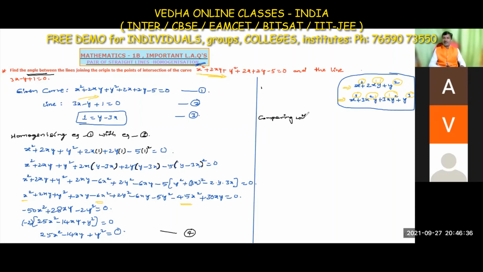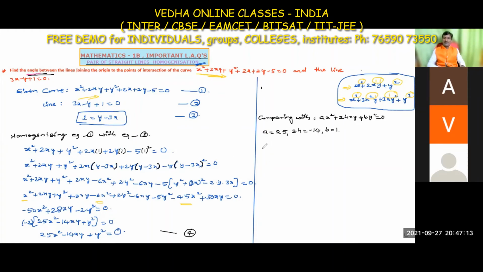with pair of straight lines equation, that is ax square plus 2hxy plus by square is equal to 0. When we compare with this, what is the x square coefficient? 25, write it. Next 2h, the xy coefficient, is minus 14 and the y square coefficient b is equal to 1. Now what do we want? He is asking the angle.